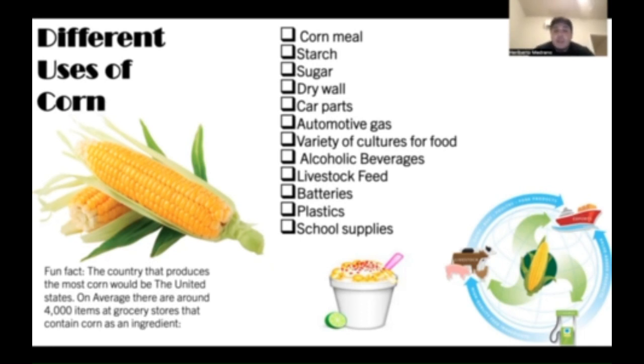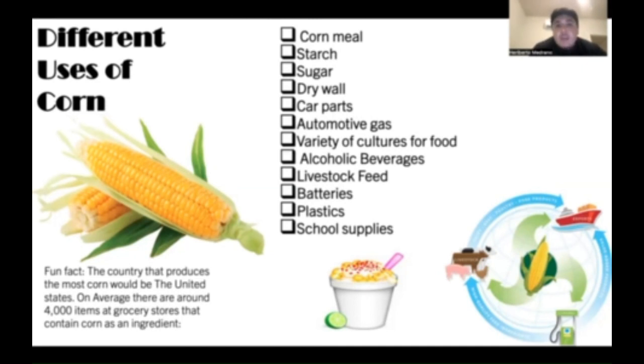Fun fact, the country that produces the most corn in the whole entire world would be the United States. And on average, there are around 4,000 items at a grocery store that contain corn as an ingredient. Here are just a few examples of cornmeal. Cornmeal is really common. It is used to make stuff such as cornbread, corn muffins, and corn pancakes. Starch, another common day-to-day item used in things such as noodles, pasta, stuff like that.